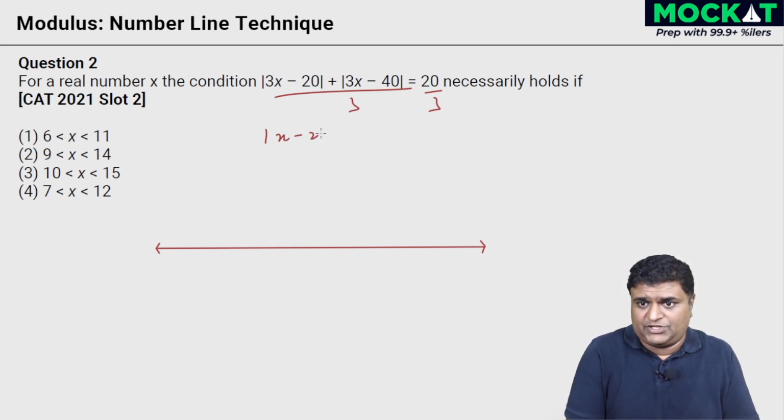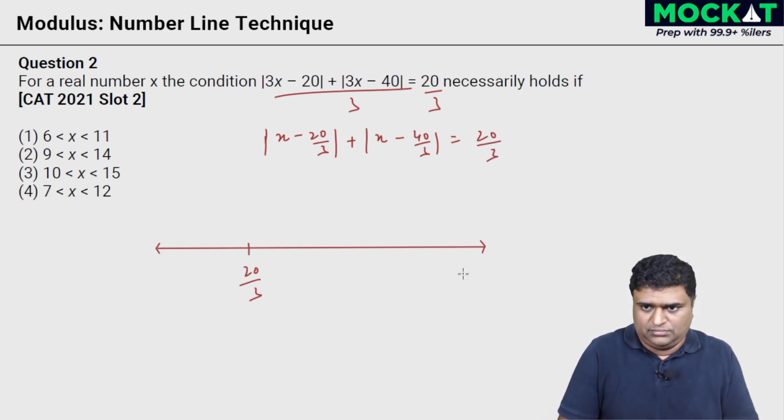Modulus of x minus 20 by 3, right? Plus modulus of x minus 40 by 3 equals 20 by 3. So the distance from 20 by 3 and the distance from 40 by 3, the sum of these two should be 20 by 3. Now think about it.